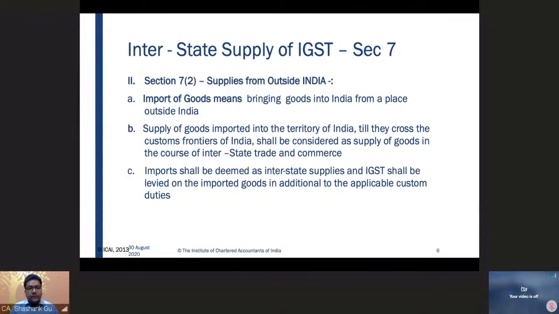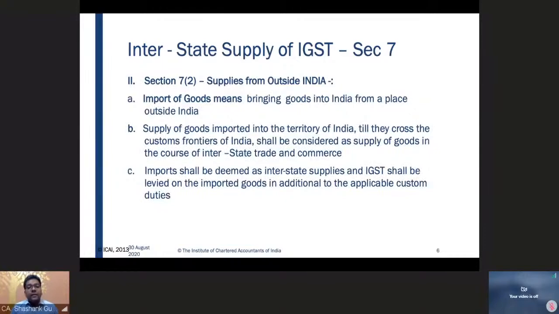Import of goods. What is import of goods? Bringing goods into India from a place outside India. As we know in the basic sense, if I'm bringing some goods from Europe, US, even Pakistan, even Bangladesh, so if goods are coming from another territory into India, from outside India into India, that would be termed as import of goods, and import of goods will be covered under IGST, liable to IGST.